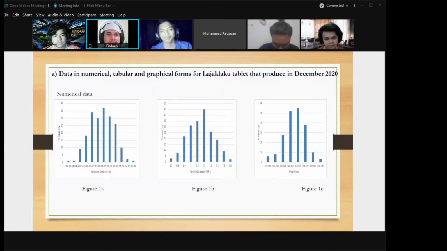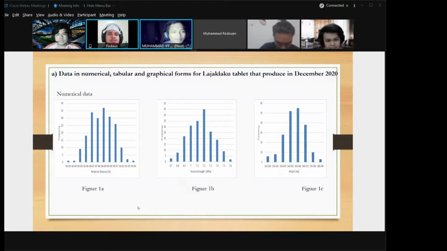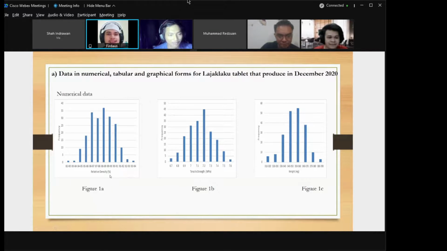Okay, thank you to Mr. Ifat. For my part, I will describe the three types of data. First and foremost is numerical data. There are three figures here. First one is relative density against frequency. The next one is tensile strength against frequency. And the last one is weight against frequency.